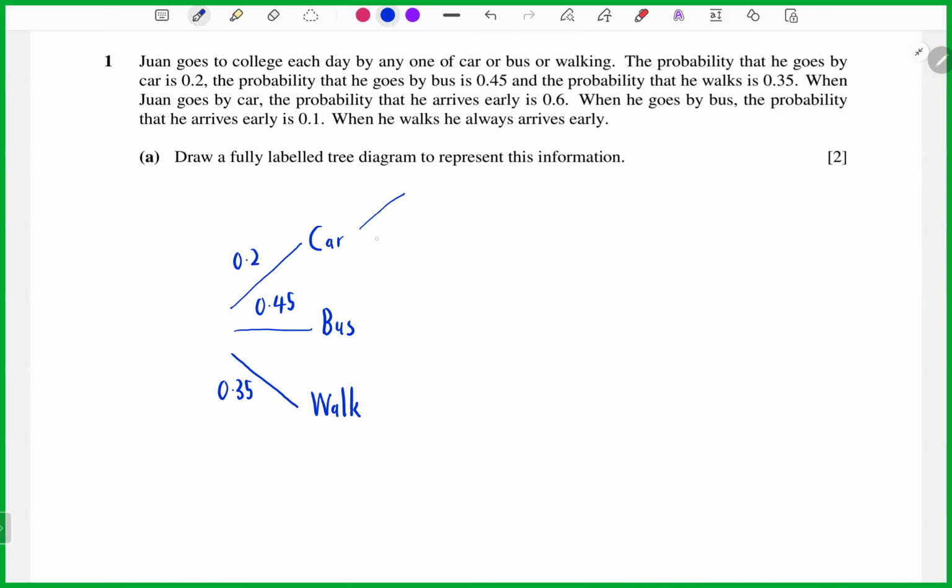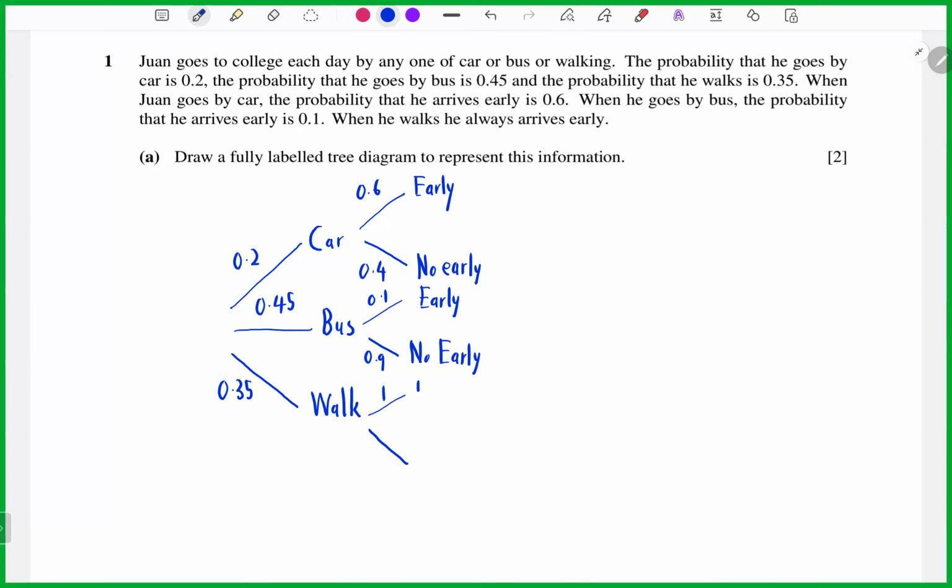Okay, now you can label here. For the car, 0.6 is early and 0.4 is not early. For the bus, 0.1 is early and 0.9 is not early. For walking, 1 is for early and then 0 is for not early.